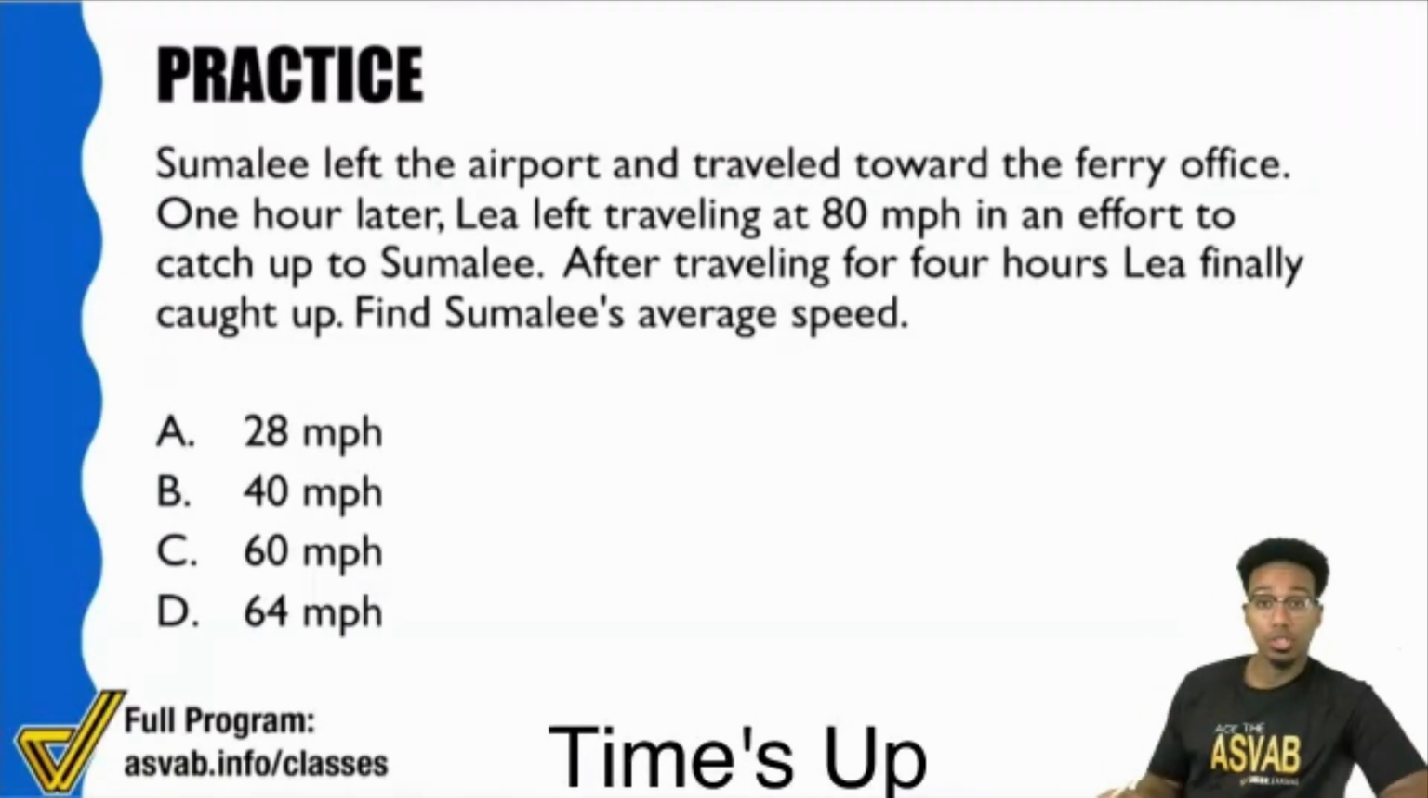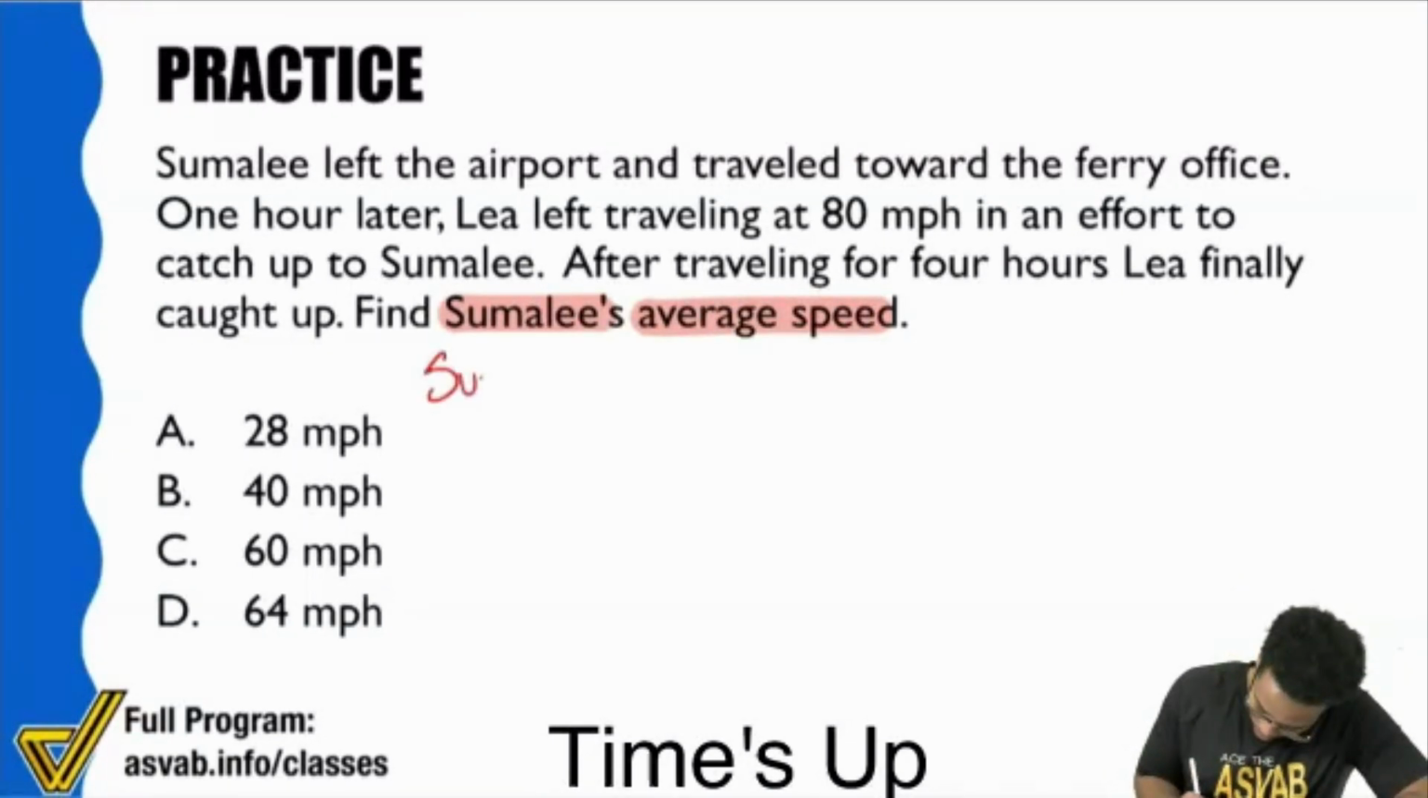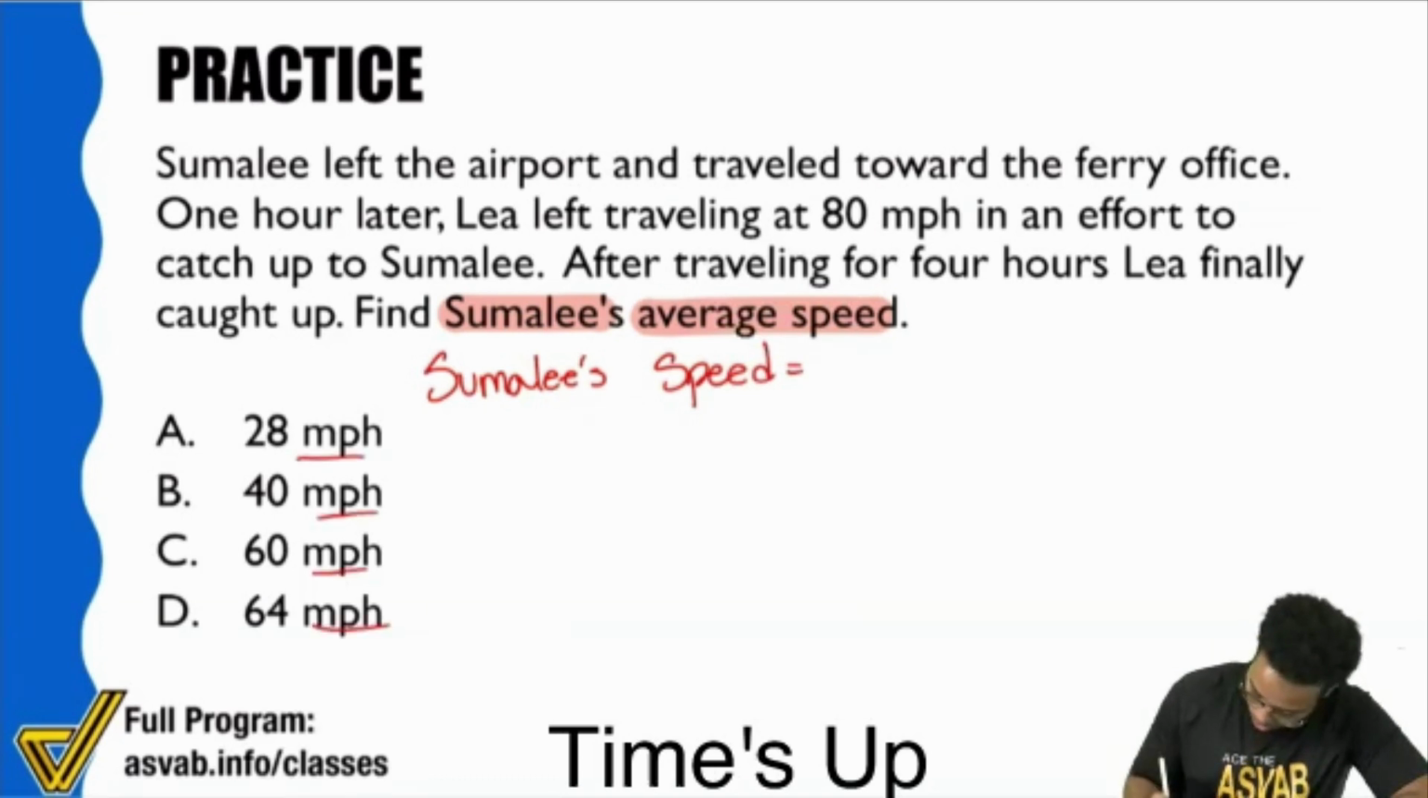I read the question and I'm going to go straight to it. So I see the question here: after traveling for 4 hours, Leah finally caught up. Find Suma Lee's average speed. So I'm going to highlight there, Suma Lee's average speed, and write that down. I want Suma Lee's speed, and that's going to be miles per hour. So blank, I'll just say R for rate, miles per hour.